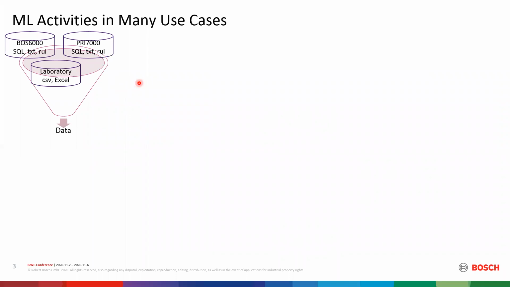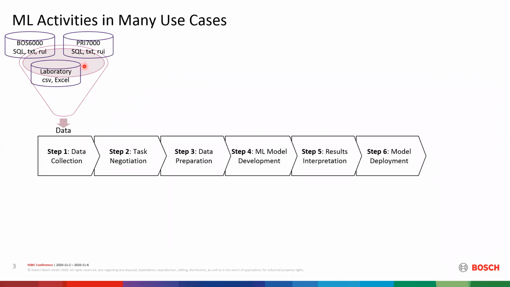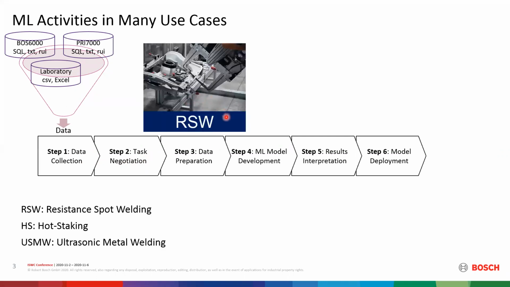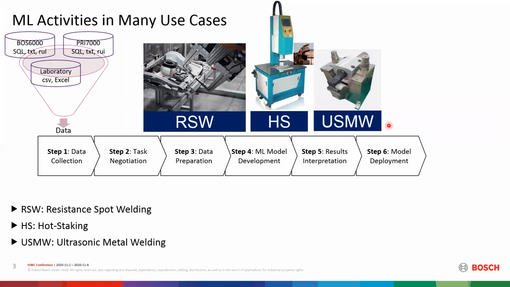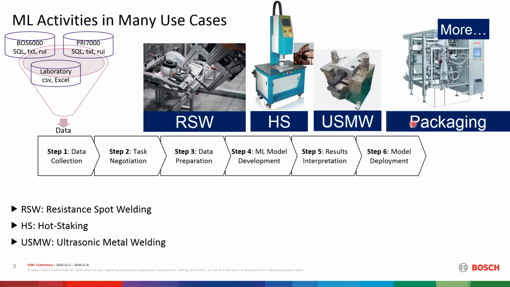At Bosch, we have many use cases of machine learning activities. We have many data sources and formats, and when the data are collected, we need to negotiate and decide what tasks to solve. We have tasks for resistance spot welding, for hot staking, for ultrasonic metal welding, and for packaging, and many more. When the tasks are decided, then the data need to be prepared, machine learning models need to be developed, and the results need to be interpreted. At the end, the best model needs to be selected and deployed.